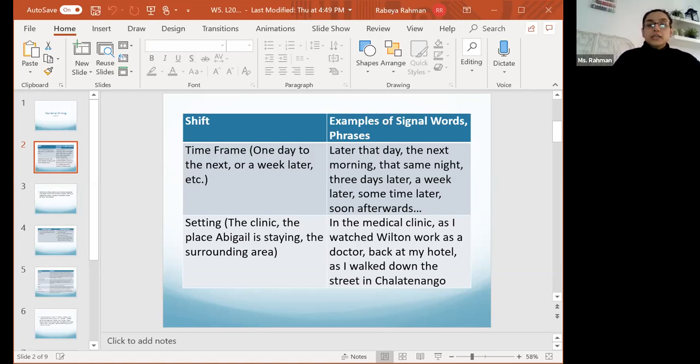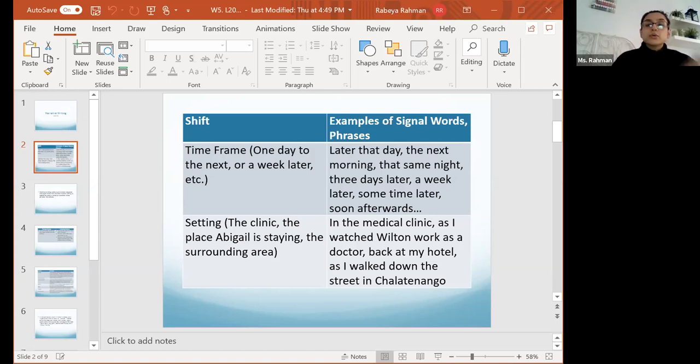And so when we're talking about setting shifts, right? We're talking about the differences of Abigail being within the clinic to the place where she's staying to the surrounding area, right? And examples of signal words or phrases that you could use to showcase the shift of setting is in the medical clinic, as I watched Wilton work as a doctor, back at my hotel, as I walked down the street in Chalatenango, right?